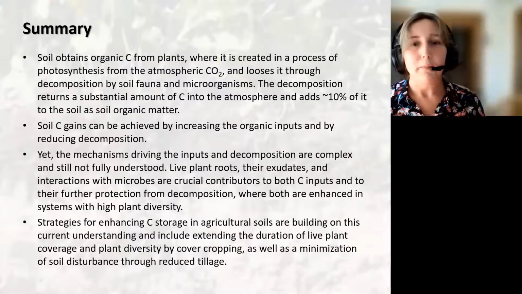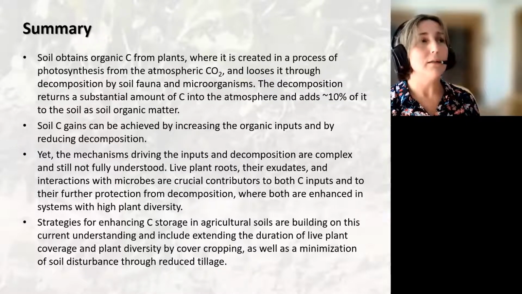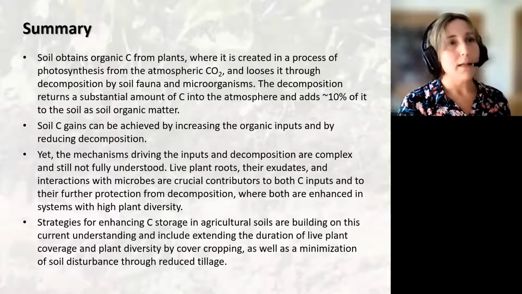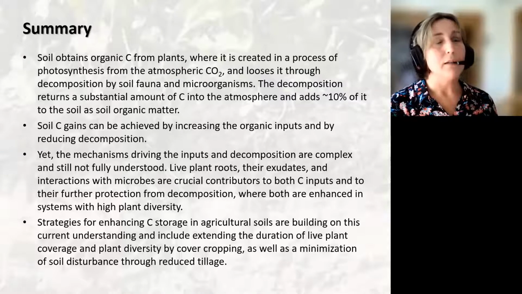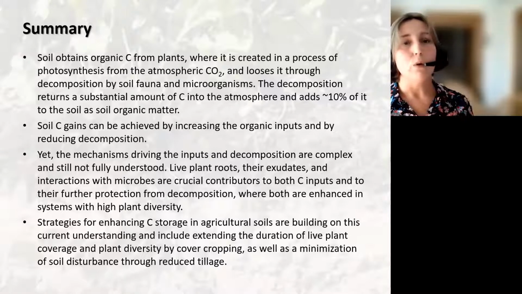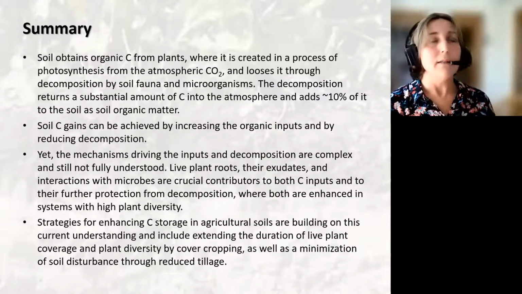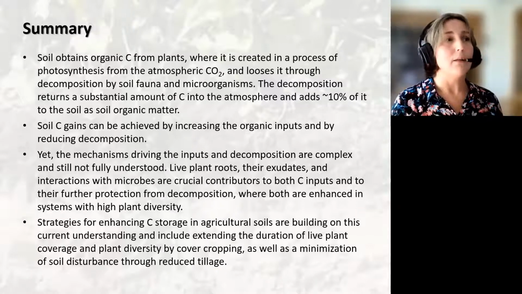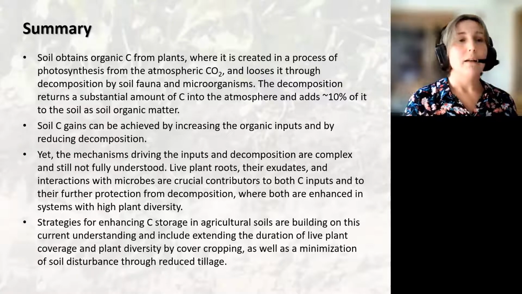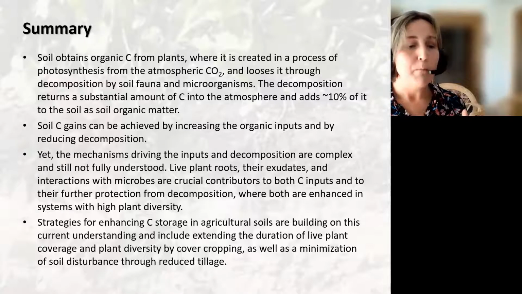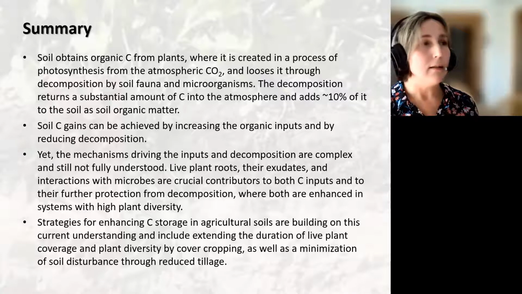Okay, so just a quick summary of what I was talking about: carbon comes from plants, but then it's decomposed by fauna and microorganisms in the soil. And only 10% of what's added by the plant will stay as soil organic matter. We can increase those gains by increasing inputs and by reducing decomposition, yet we need to think strategically about which approaches to increasing and decreasing actually work in the soil system.